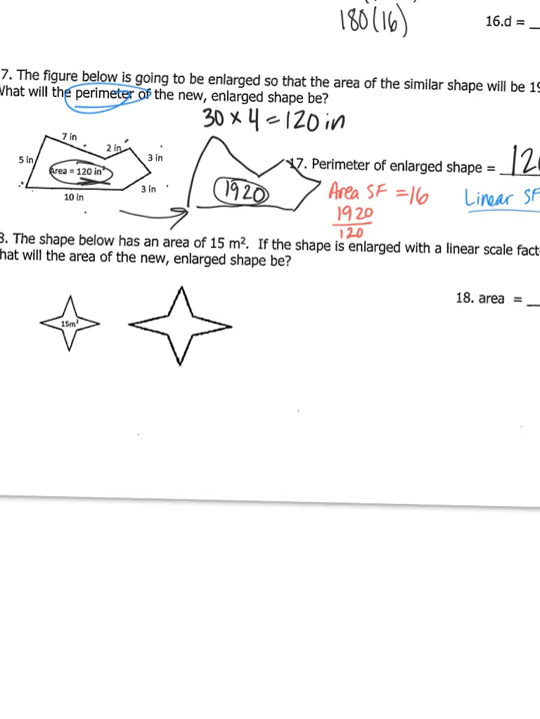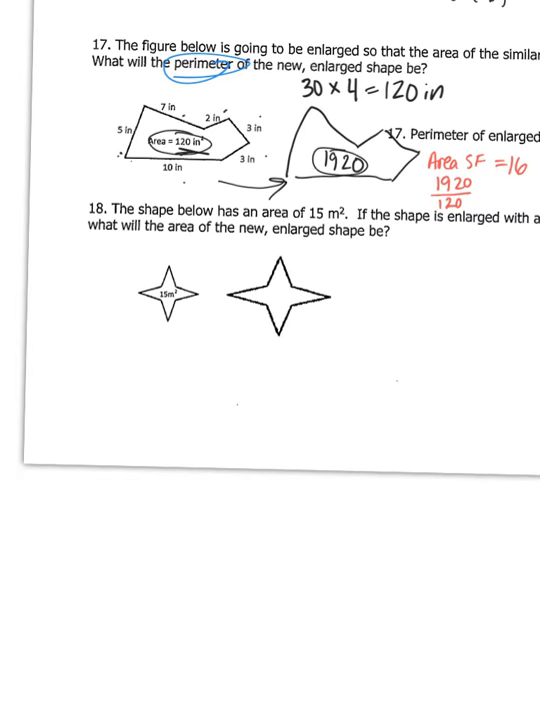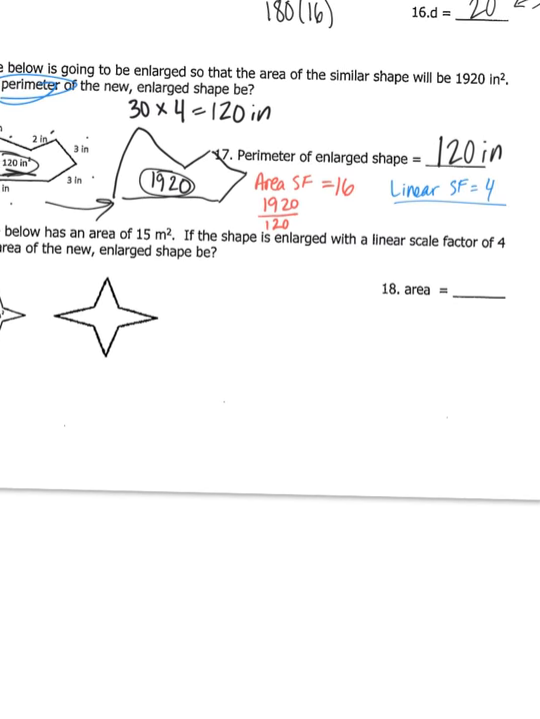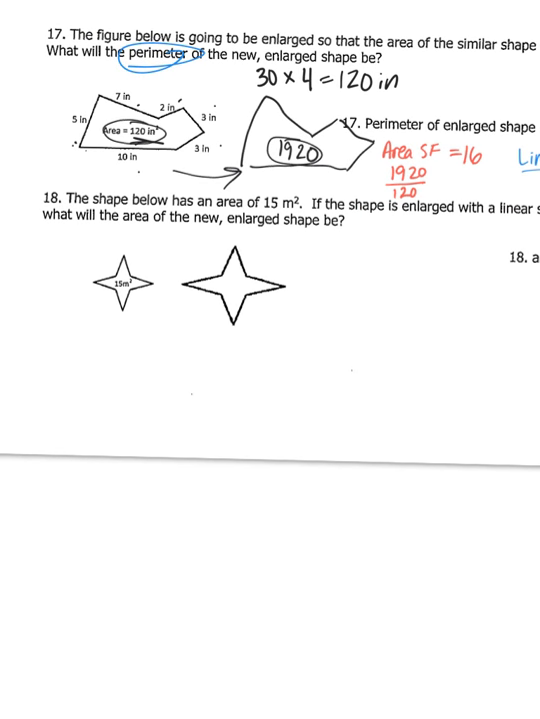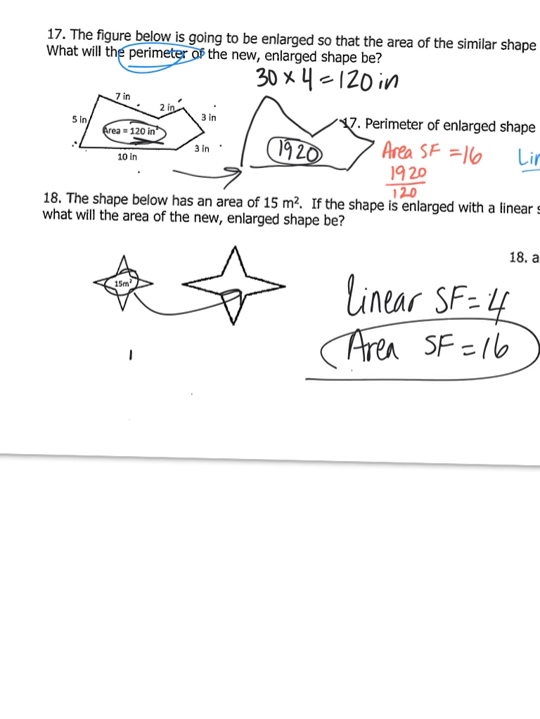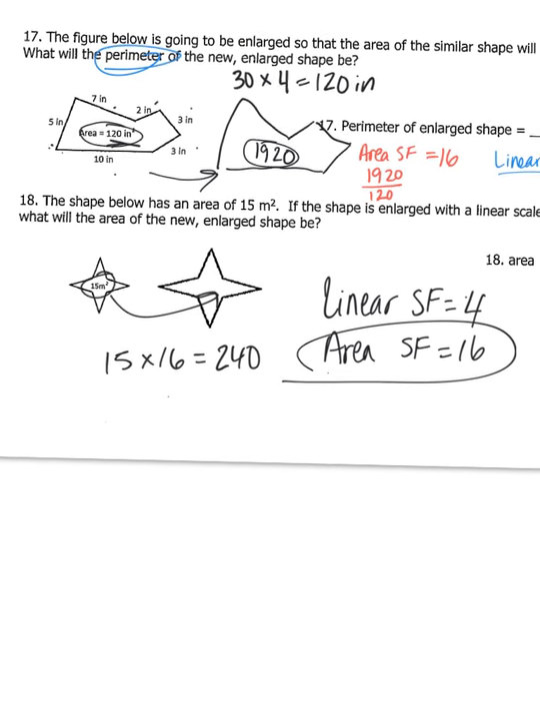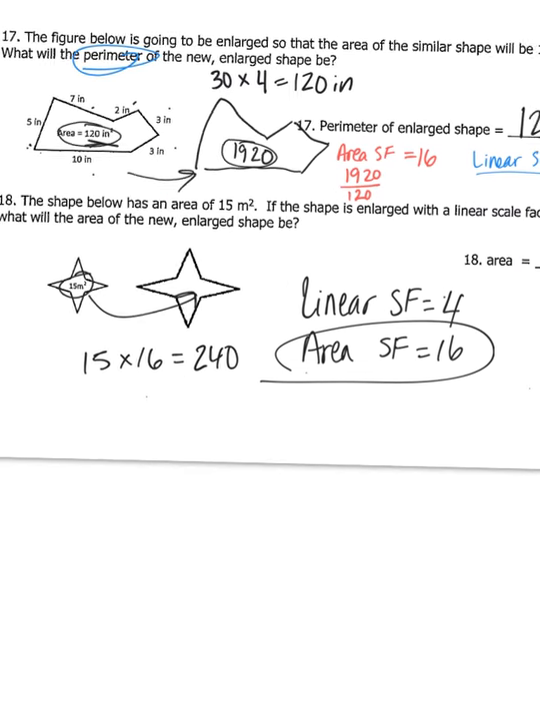All right. Next, we have another scale factor question. The shape below has an area of 15. We're going to enlarge it with a scale factor of 4. Ooh, we're really sticking with 4 today. Okay, our linear scale factor equals 4. So what's my area scale factor? Well, 4 squared, which is 16. So to go from an area to a new area, I better use the area scale factor. In other words, 15 times 16 will get me my new area of 240. So 240, what are we in? Meters squared.